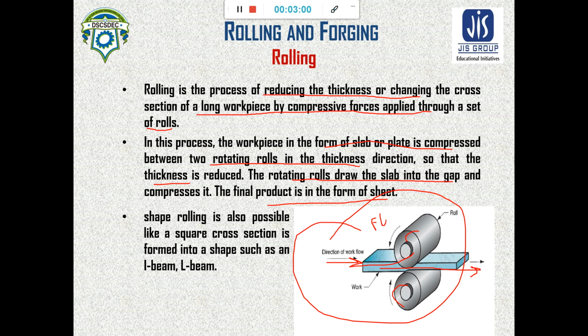But there is another type of rolling, that is called shape rolling. In shape rolling, the square cross section is formed into a shape such as I beam, L beam, or railroad shape. This is the railroad shape, and this also can be made using rolling.